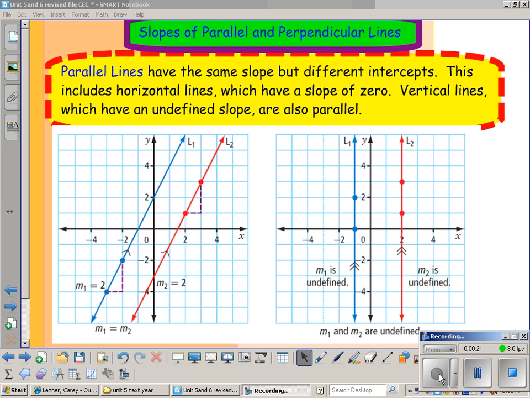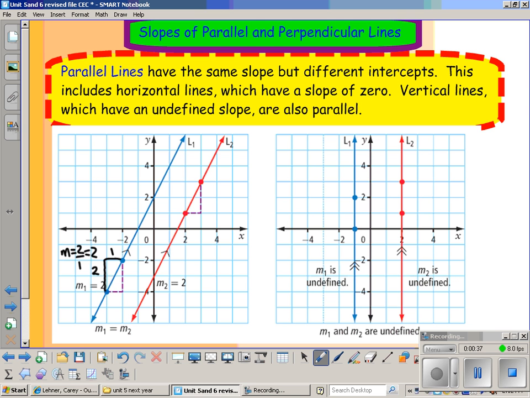As you can see on this left-hand graph, we have drawn two parallel lines. If we calculate the slope of each of these, we are going to find that they have a rise of 2 and a run of 1. So the slope is 2 over 1, which is 2. In this line here, it will be the same thing. We have a rise of 2 and a run of 1. So the slope is 2 over 1, or 2.